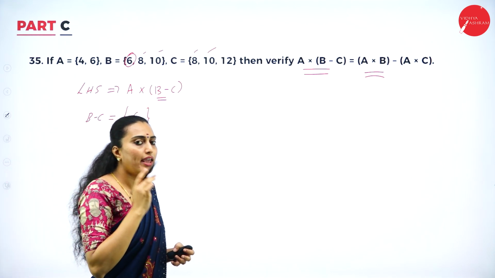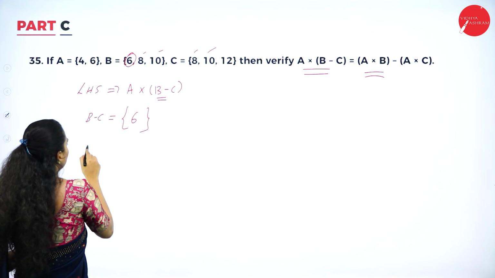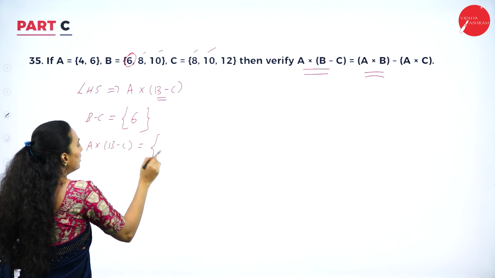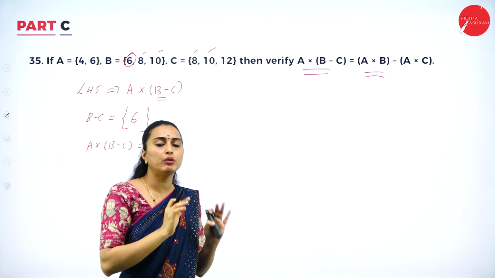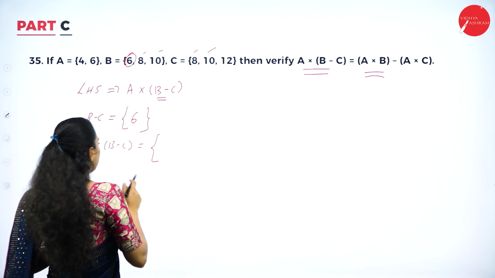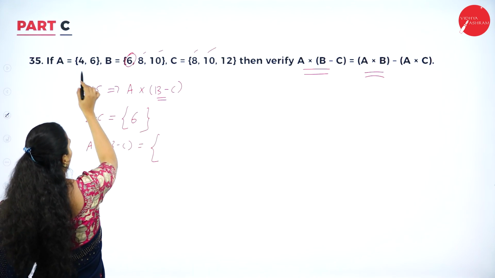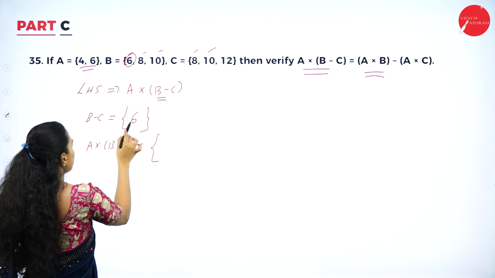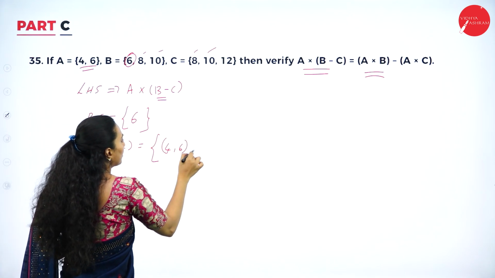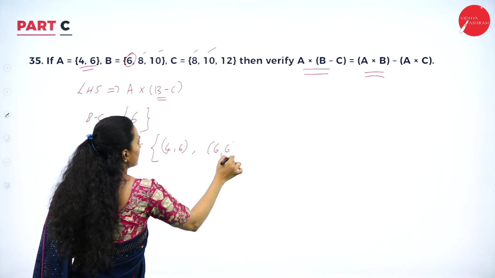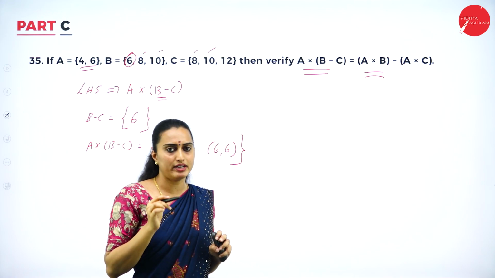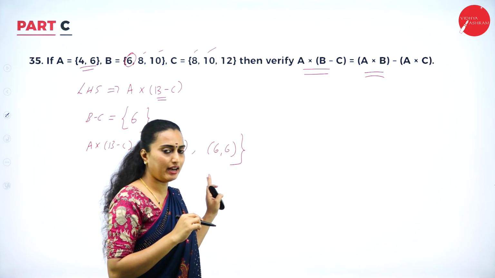Now you need to do A cross (B minus C), cross product. That is a Cartesian product. A cross (B minus C) is equal to, you are going to write the Cartesian product within the flower bracket along with the ordered pair, isn't it? Now what happens? A cross (B minus C). What is A? These are A. So (4, 6), (6, 6). Are you getting? (4, 6), (6, 6). So this is what the ordered pair of A cross (B minus C). This is what the left hand side.